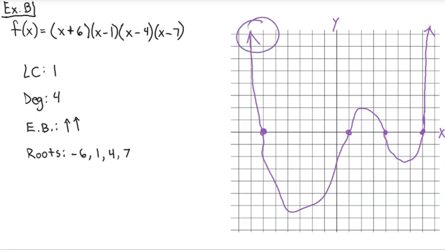See, we have up, up. The end behavior is up, up, okay? And that's why we draw these arrows as up, up, okay?